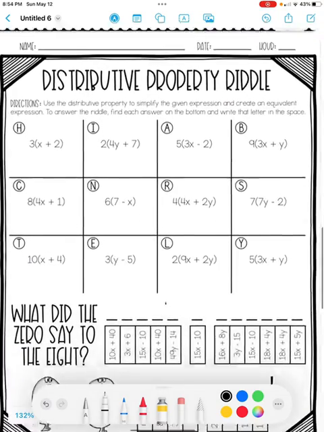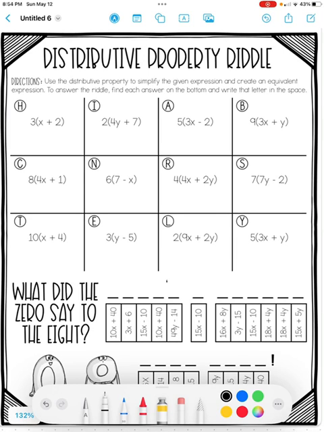Next, you will receive an assignment. It says distributive property riddle. There are 12 distributive property problems for you to simplify or solve. And this will create a riddle. So I will do one of them with you so you understand what I mean by it will solve a riddle. Okay. The riddle we're solving is, what did the 0 say to the 8?